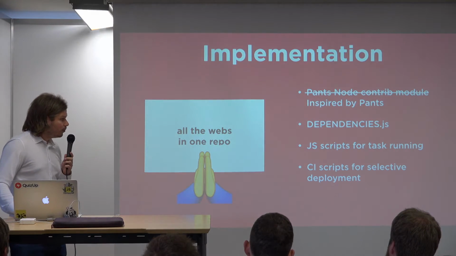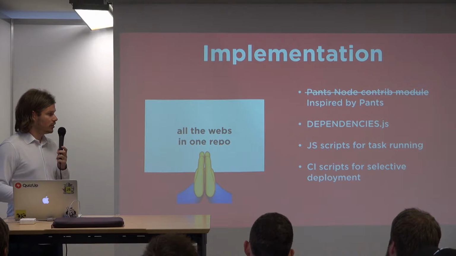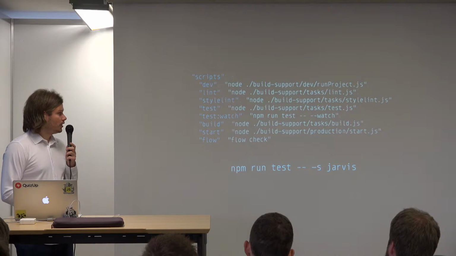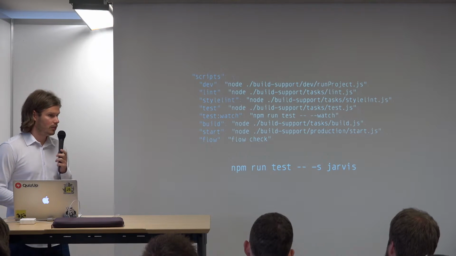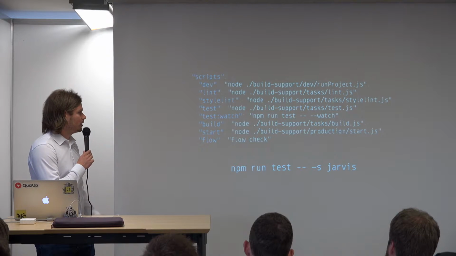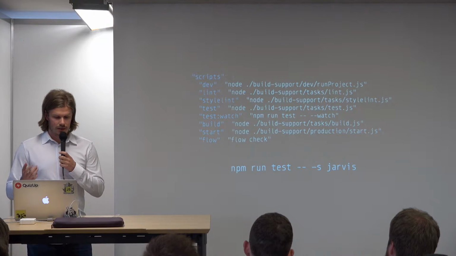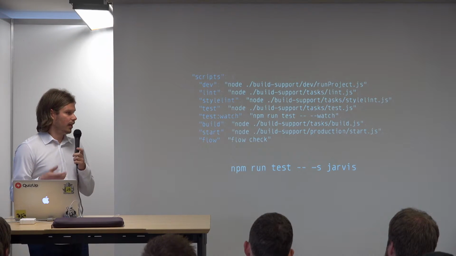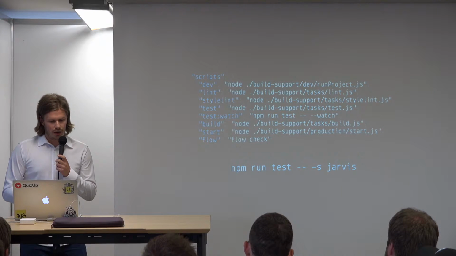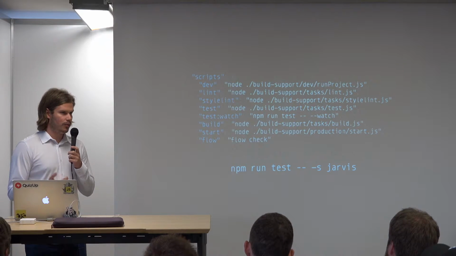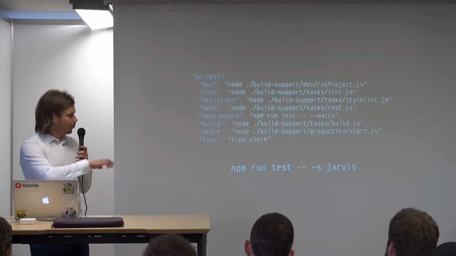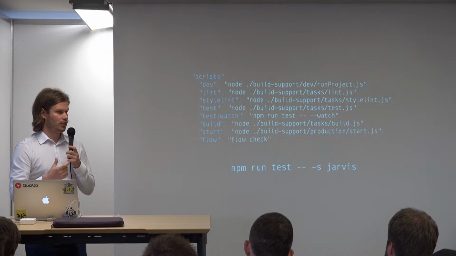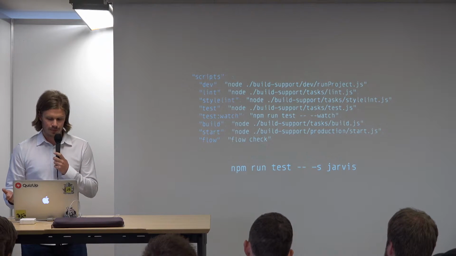The next thing we did was we created JavaScript scripts for task running. So we now have 4 projects in this monorepo of ours, and this is what the scripts part of package.json looks like. We only do dev or test or whatever, and then we give it the --s and say the name of the service. So our task runner accepts a shell command, which is a template string, and then it reads this parameter .s and exchanges the name of the service that it wants to run, for example, tests for.